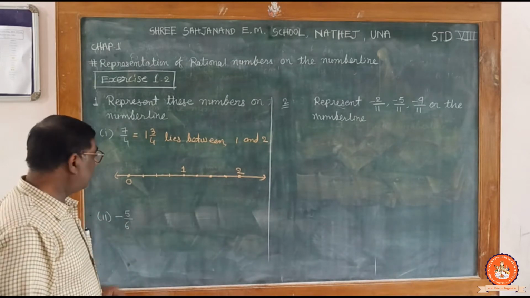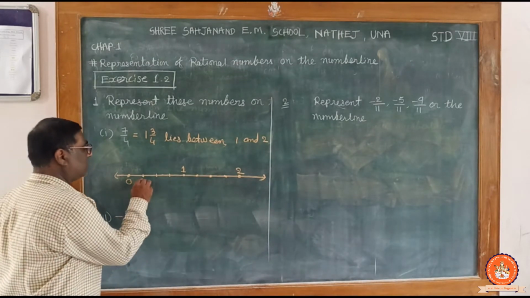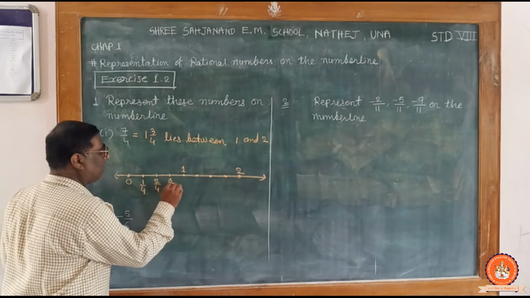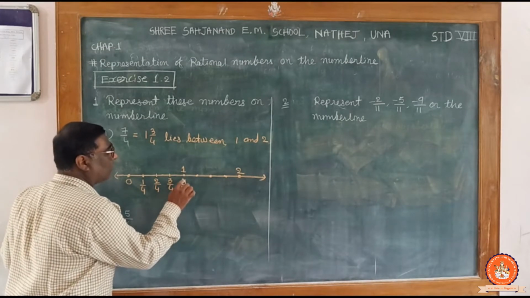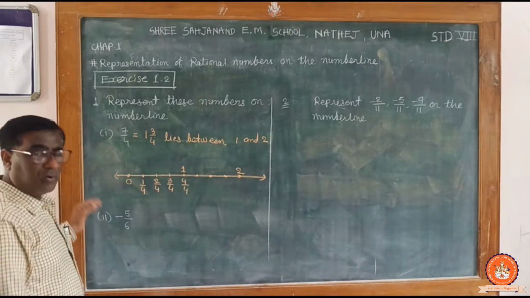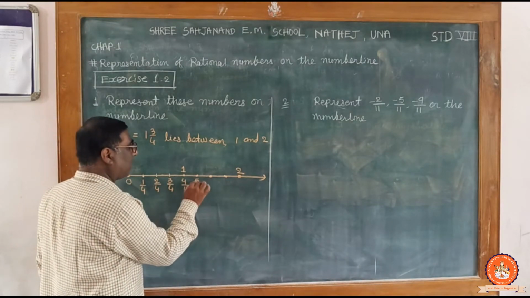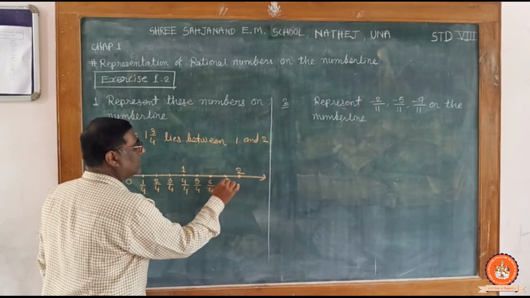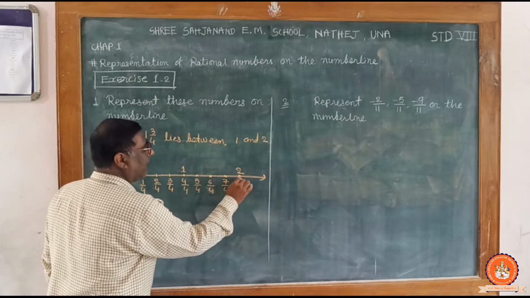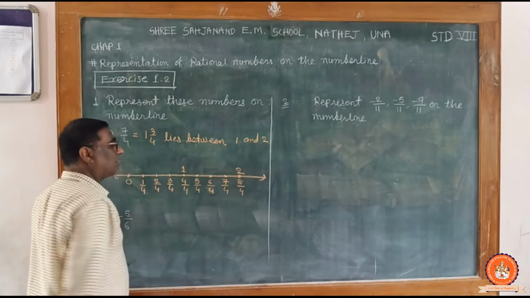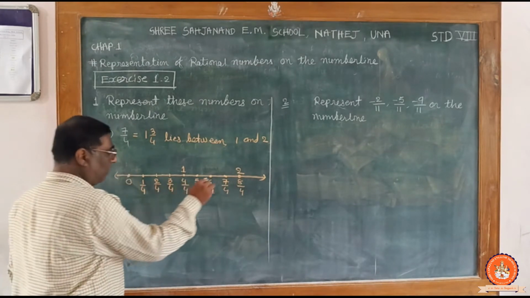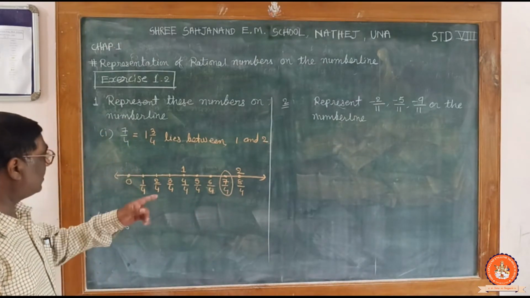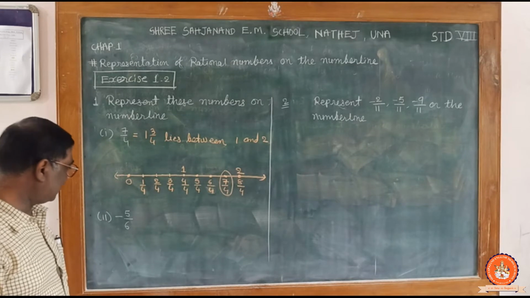Now start giving labels. Here it is 1 by 4. This one is 2 by 4. This one is 3 upon 4. This one is 4 upon 4. So 4 upon 4 represents number 1. Now again here it is 5 upon 4. This one 6 upon 4. This one is 7 upon 4. And this one is 8 upon 4, which represents number 2. Okay. So 7 upon 4 is the number that we are looking for. So this is our number to be represented.